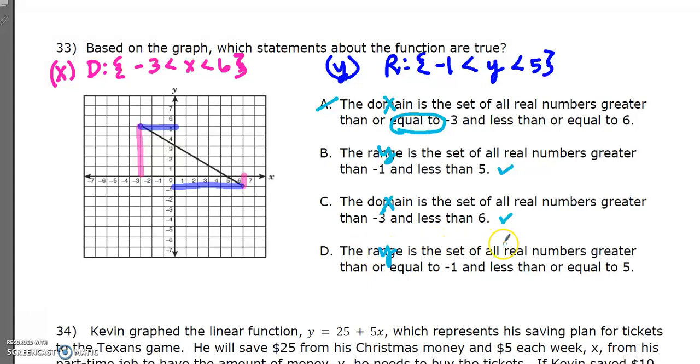And then D says the range, which would be the Y. The range is the set of all real numbers greater than or equal to -1. None of these are equal to. And it says and less than or equal to 5. Again, nothing is equal to, you guys, because they were empty circles at the end. So D's not it. So let's go back. It says based on the graph, which statements, plural, not which statement, but which statements about the function are true. So we can have two true statements down here. So B and C look like they're it.